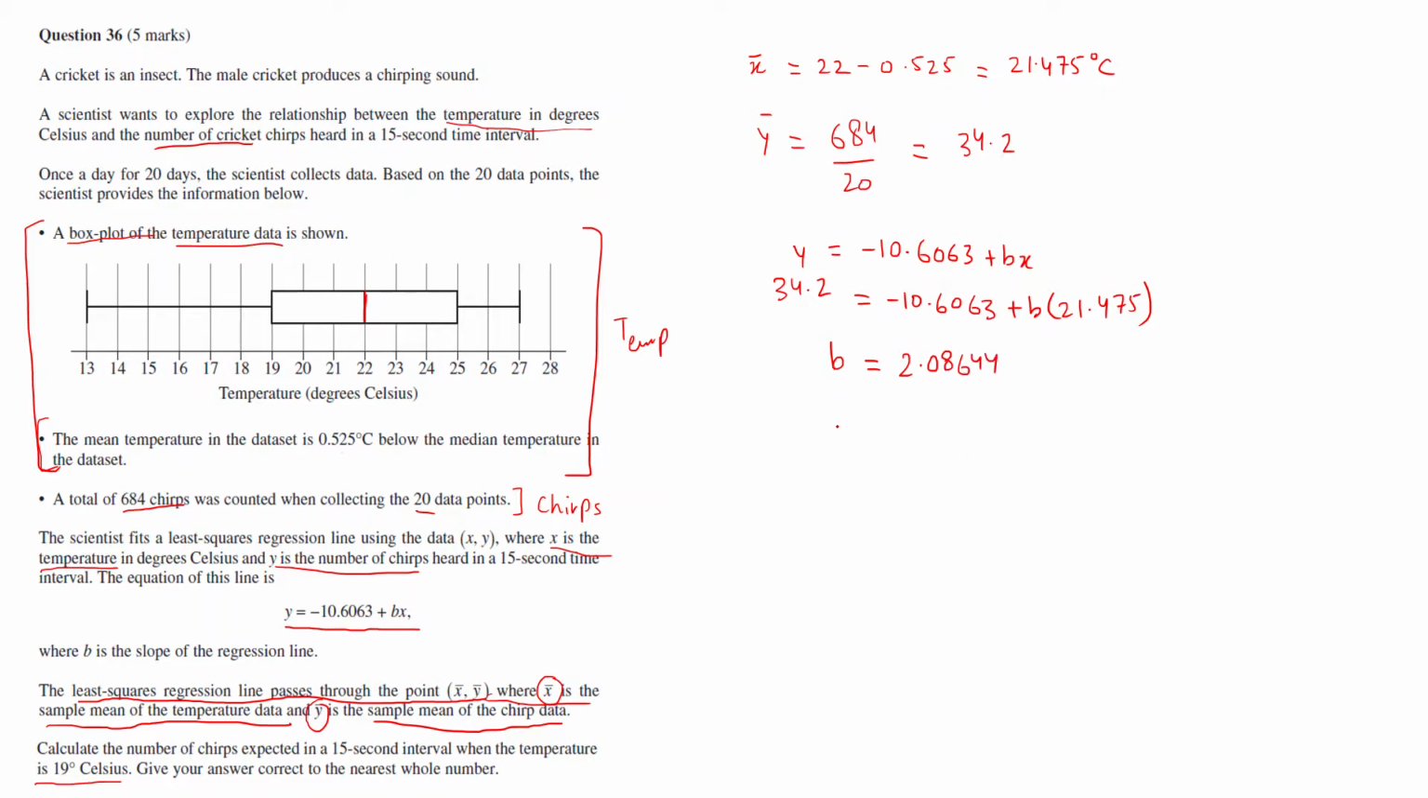Once I know b, now I can come back to the question. The question is asking me what is the number of chirps when the temperature is 19. So the equation now becomes y equals minus 10.6063 plus 2.08644x. All we need to do is plug in 19 in this equation, times 19. And you will get y, which would be roughly equal to 29 chirps.